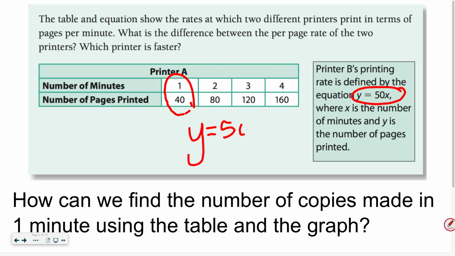How do we know that the equation is y equals 50x? How can we find out the number of pages per minute in the equation? Hold on. That's basically the unit rate, but if you want to elaborate on it more, you can substitute 1 for x, and so you have 1 minute. Yeah, 1 minute. Okay, for every 1 minute you have 50 pages. Great. So the unit rate in that equation is what value?